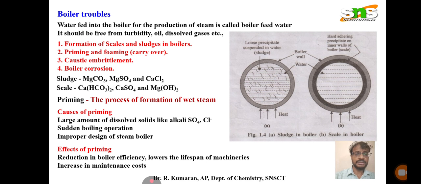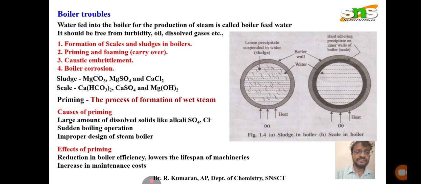Sludge consists of MgCO3, MgSO4, calcium chloride, etc. These are the sludge materials that settle inside the boilers. Scales are a very thick layer of very hard material, formed from Ca(HCO3)2, calcium bicarbonate, calcium sulfate, magnesium and related salts.